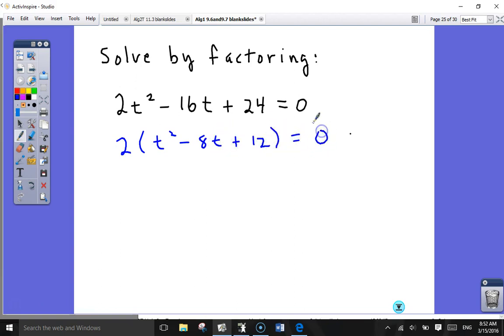Okay, now what's inside parentheses, I don't need to go through the long process anymore. I just have to think of what are the factors of 12 that add up to negative 8. Right? What are the factors of 12 that add up to negative 8? t minus 6 times t minus 2. Right, so it was actually an easier kind of factoring if I just saw the greatest common factor first. Okay, now what are the solutions?